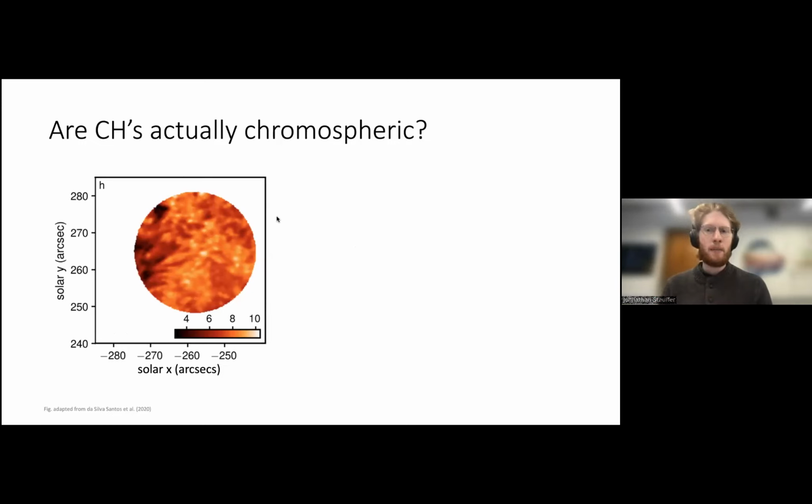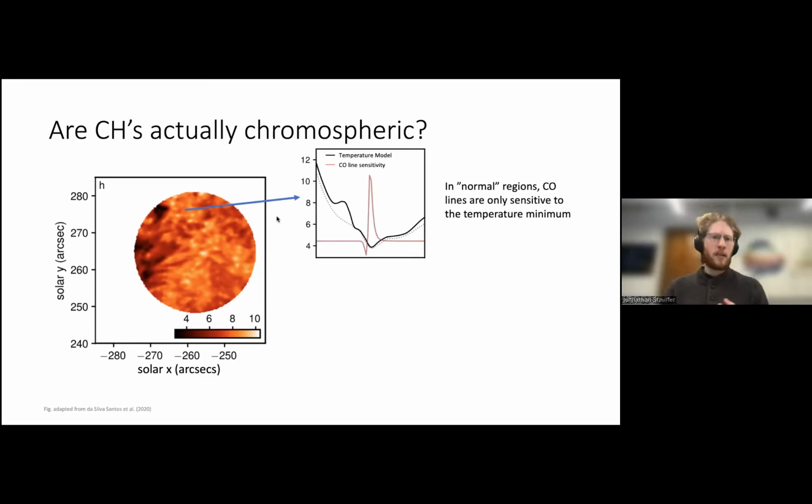And for that, we need an independent measurement of cold gas in the solar atmosphere, which comes in the form of the infrared spectrum of carbon monoxide. So as you can see here, in most regions of the solar atmosphere, carbon monoxide is essentially limited to the temperature minimum, so upper photosphere. And so you can see that here. So black here is the temperature model, and then red is essentially showing you how sensitive the carbon monoxide spectrum is to changes in temperature at that height.